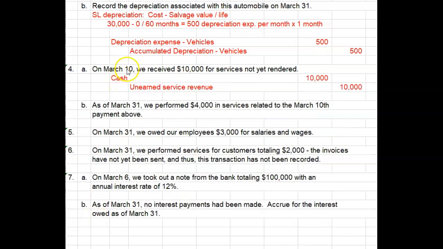We received the money on March 10th, so debit cash for $10,000 and credit the liability account unearned service revenue for $10,000. As of March 10th, we owe $10,000 worth of services to our customer. We have a liability or an obligation to perform $10,000 worth of services.